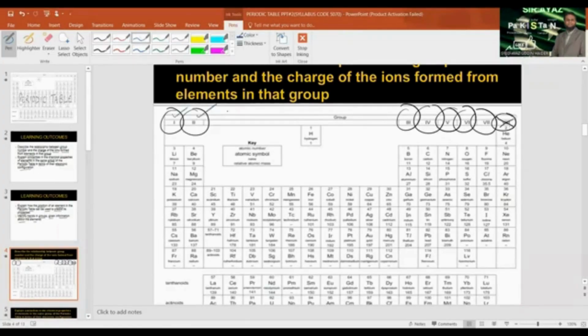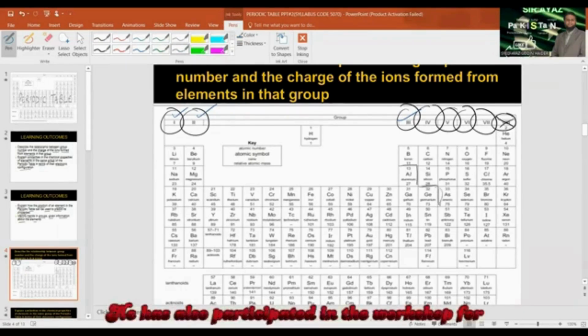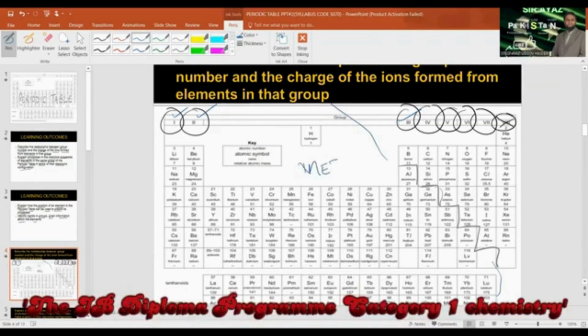Group number 1, 2, and 3 are metals. And we know that from group 3 and onwards, there is a staircase line. This is a staircase line that starts between boron and aluminium. It will go like this. What does this staircase line indicate? Below the staircase line, we have metals. And above the staircase line, there are non-metals.